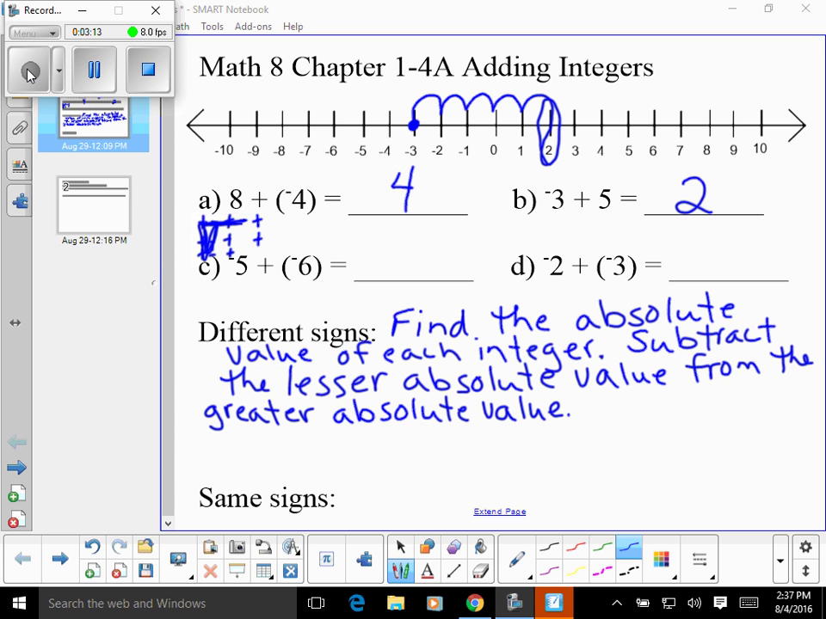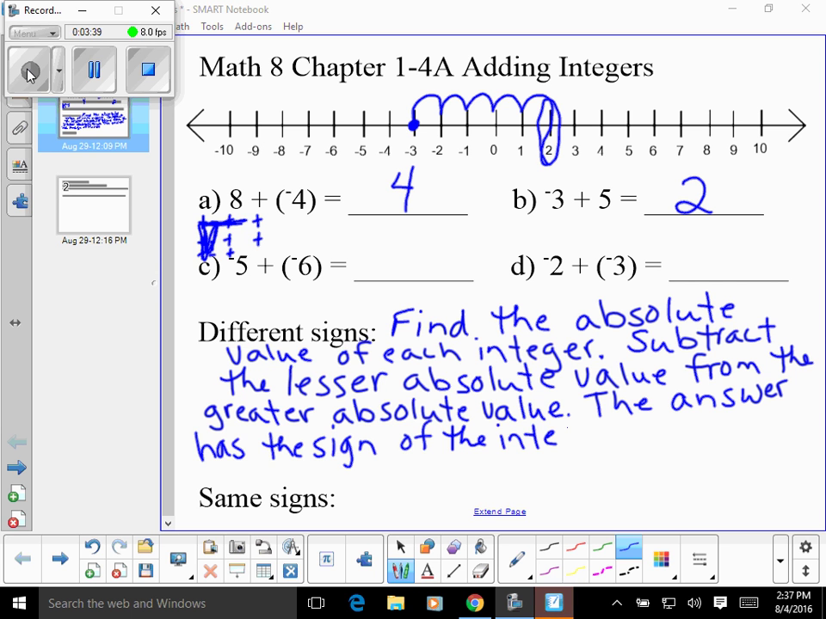Okay, stop and look what that means. Take the absolute value of each integer, subtract the smaller one from the greater one, and then here's the final part that's very important. The answer has the sign of the integer with the greater absolute value.